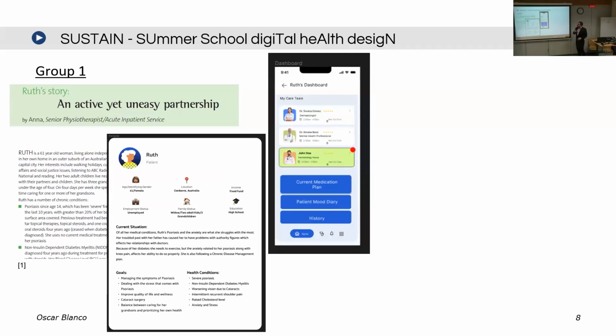The information from this was then used to create a basic idea of what the main features of the solution would look like. In this case, the 3 main features for group 1 was to create a medication plan, to set up a mood diary, and to look at a history of the different healthcare encounters.